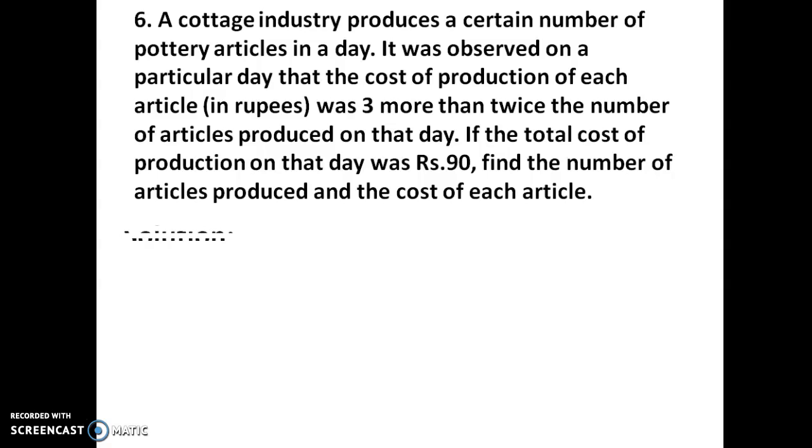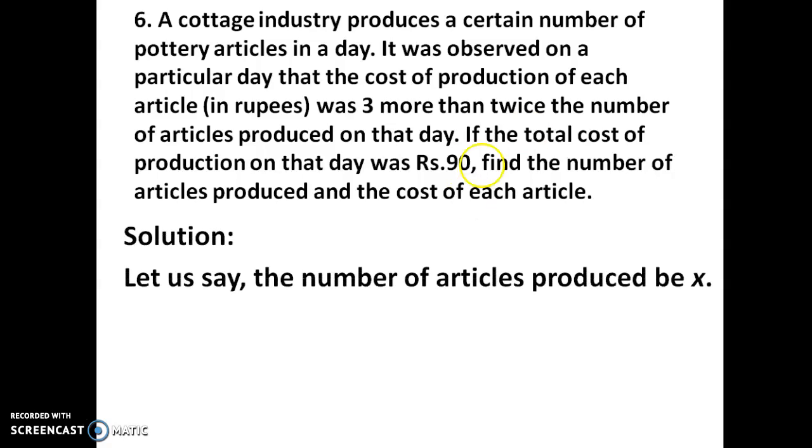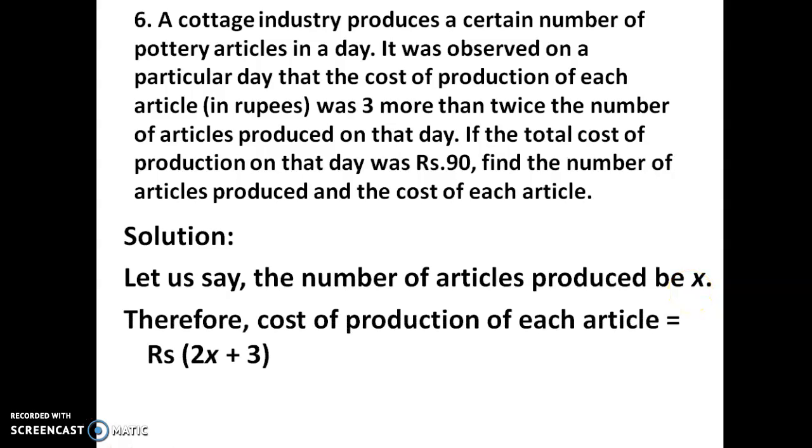Okay. So this is very similar to that toy problem only. So similarly we can take now, the number of articles produced, we are going to take it as x. Then the cost of production of each article was 3 more than twice the number of articles. So 2 times x plus 3, okay, 3 more means plus 3. So 2x plus 3, that is the cost of one article.